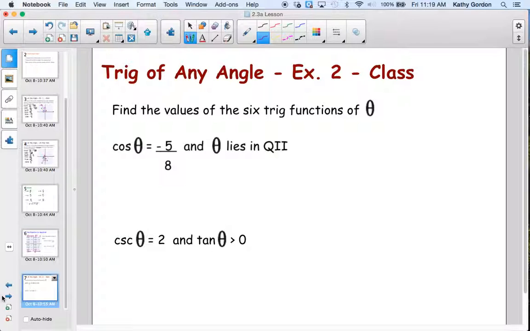When asked to find trig functions for a given angle, there's two parts of the answer we have to be concerned about. We have to be concerned about what the actual ratio is, and then whether it should be a positive or a negative based on the quadrant we're in. Okay? So if I tell you that the cosine of theta is a negative 5/8, and I also know that theta lies in quadrant 2, my task is to come up with the 6 trig functions for that.